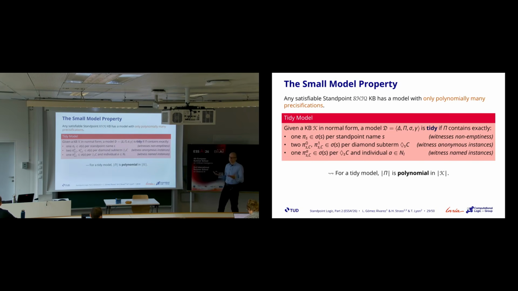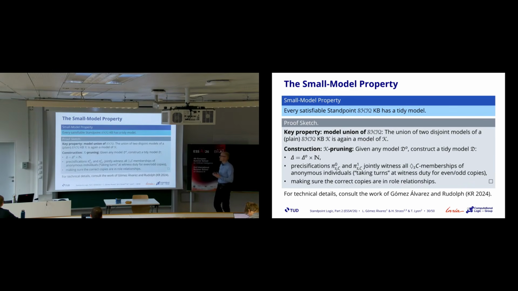So that's the underlying idea, right? Because in general, models could be infinitely large. However, if we know that we can restrict to tidy models, we have to look for much fewer things, and that sometimes makes it easier. And the actual small model property result then says if we have a satisfiable knowledge base in standpoint SHIQ, then it also has a tidy model, right?